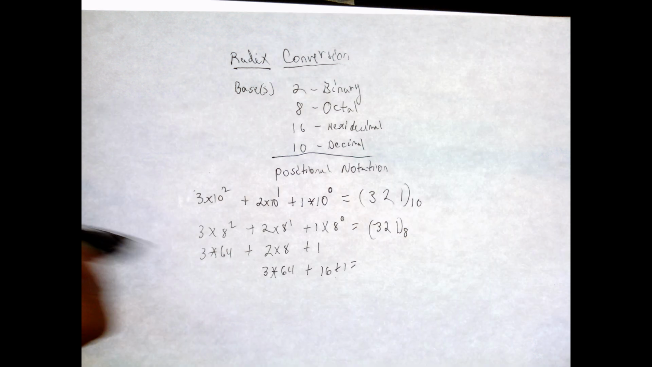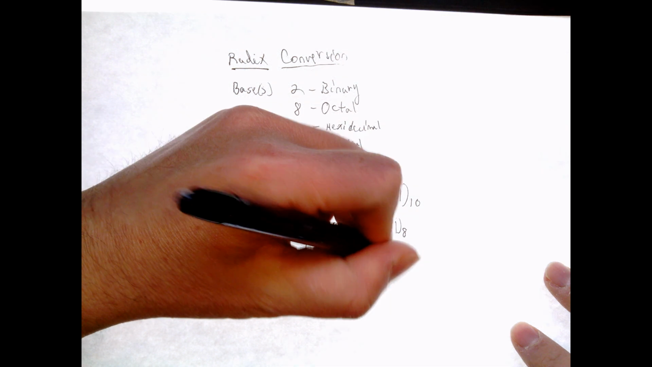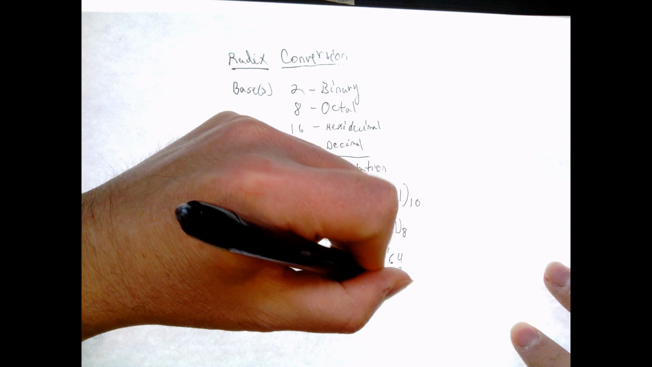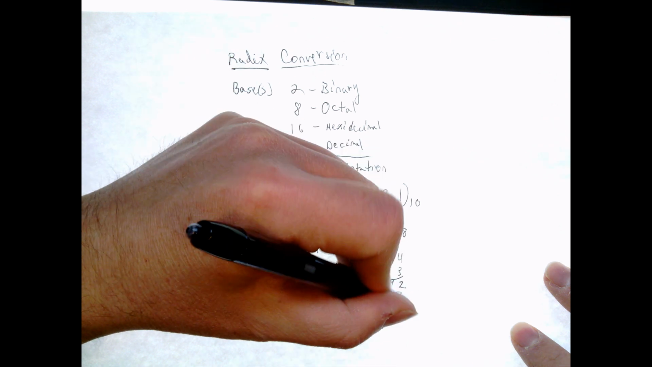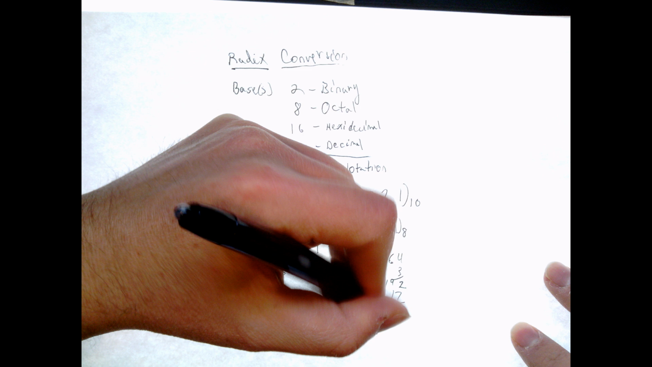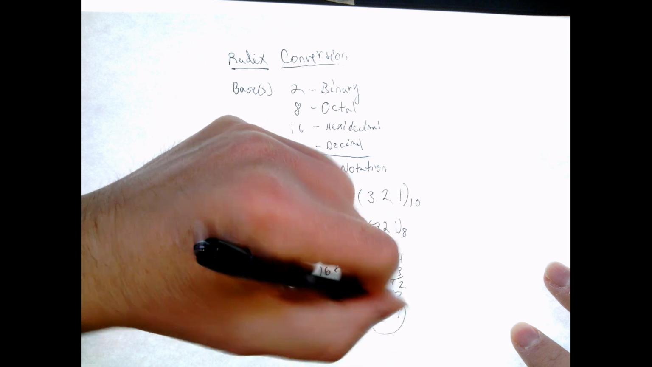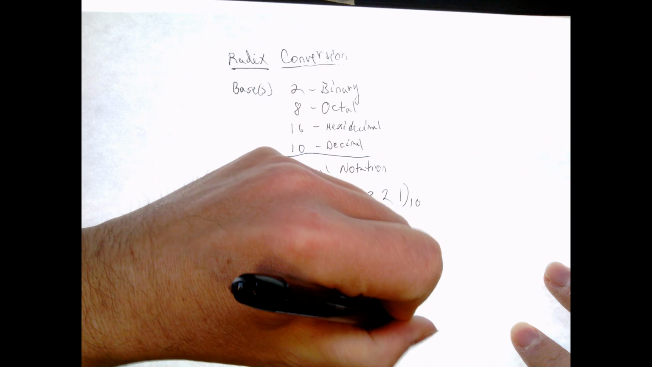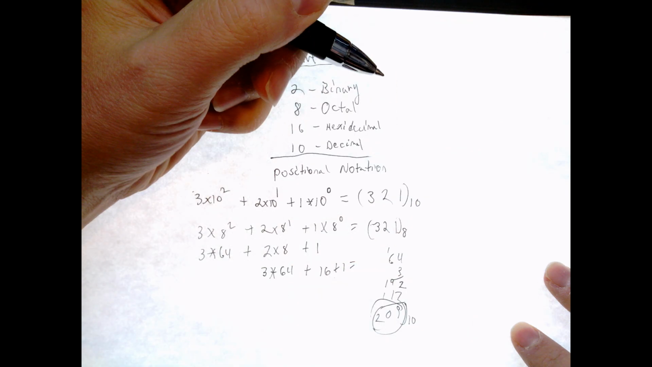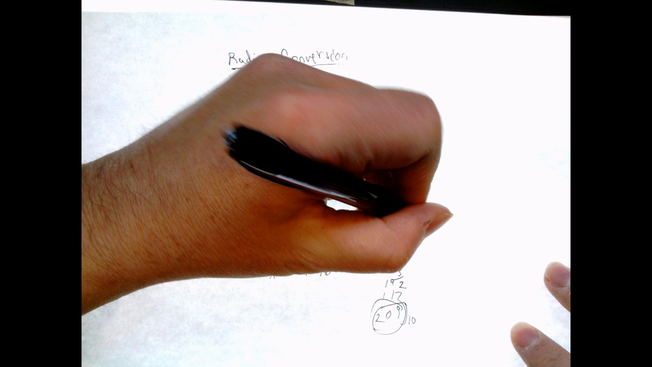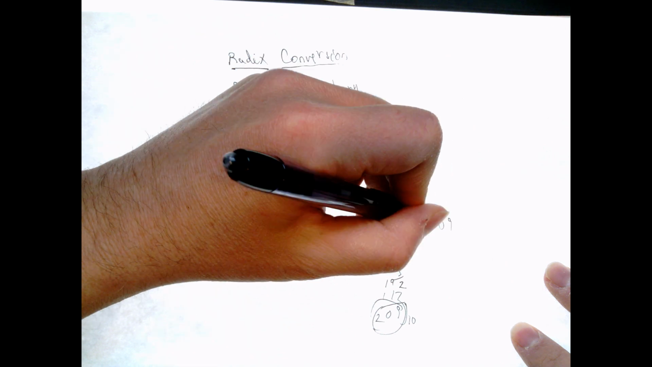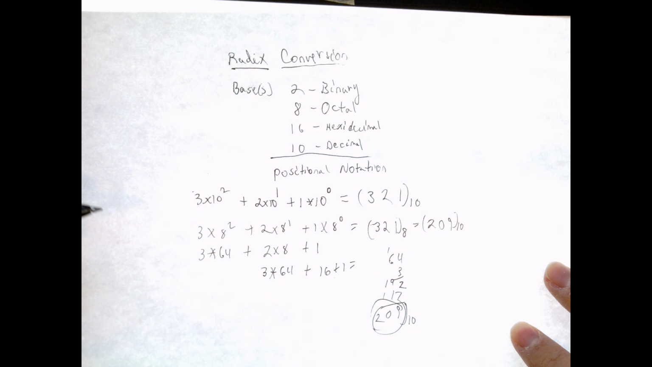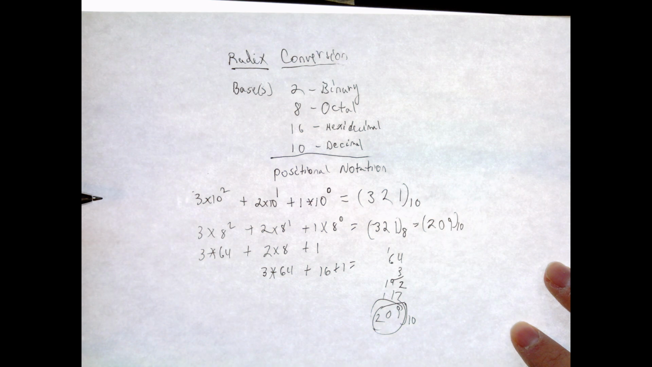Where 3 times 64 gives us a value 209 in base 10. So 321 base 8 is equal to 209 in base 10. So using positional notation, we can convert from base 8 to base 10.